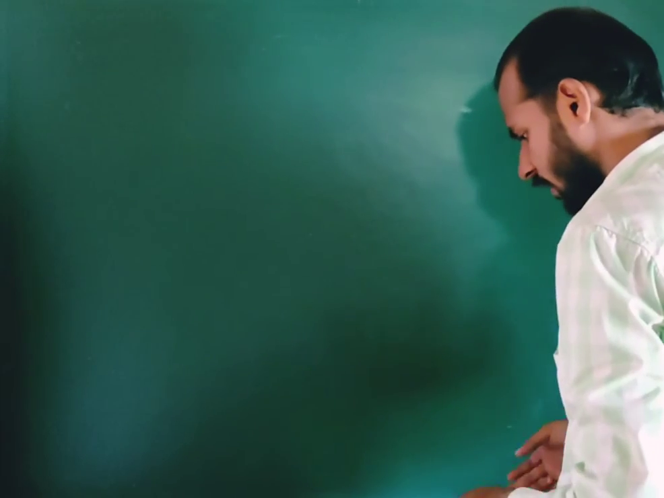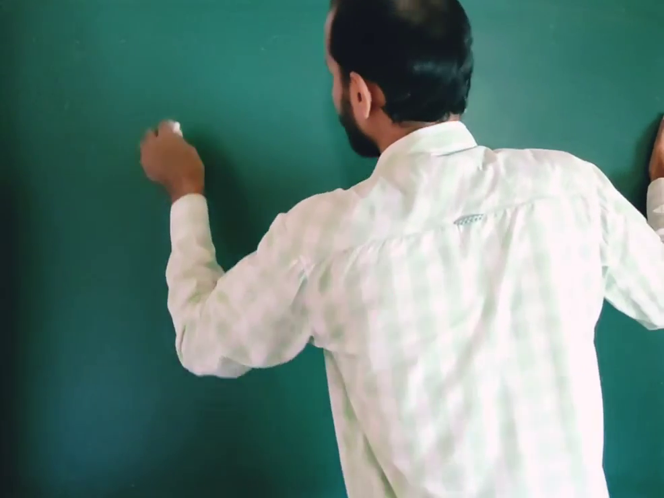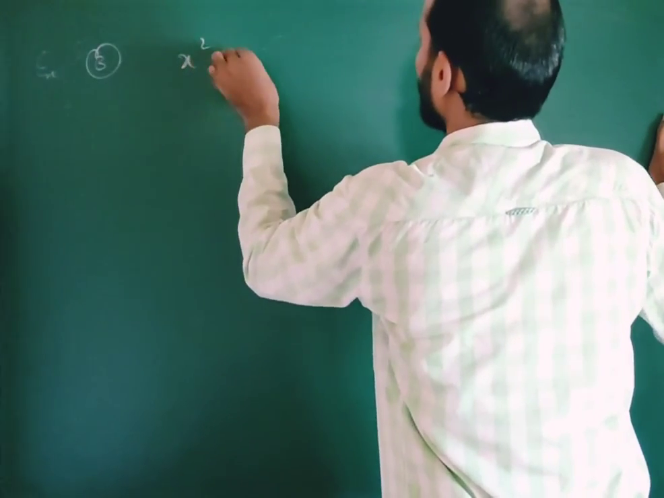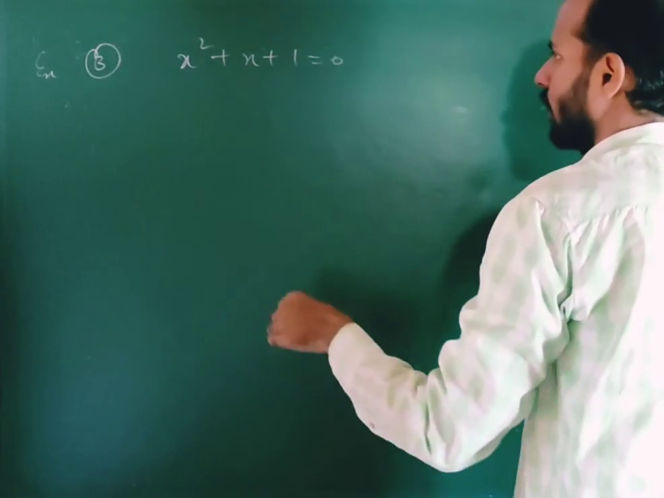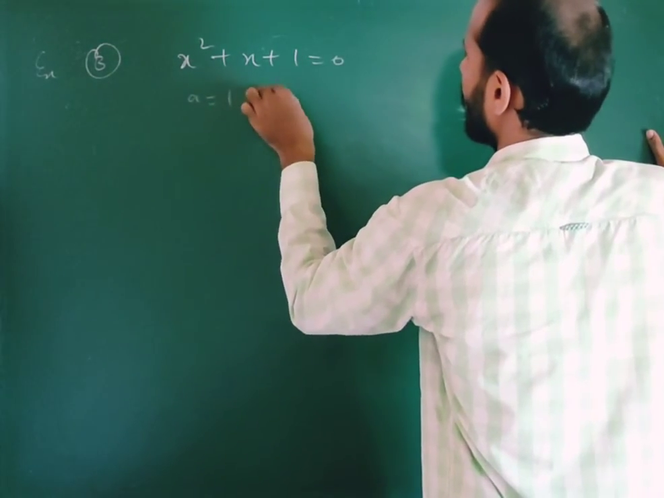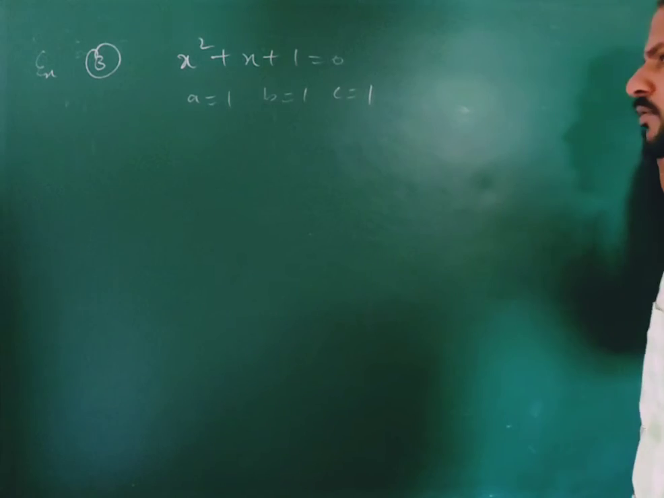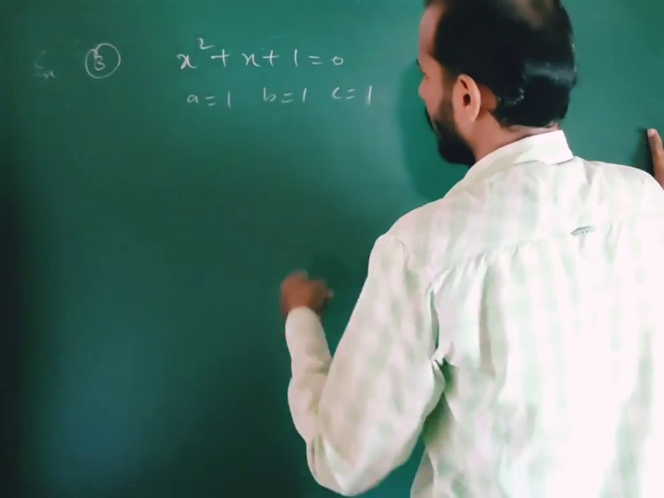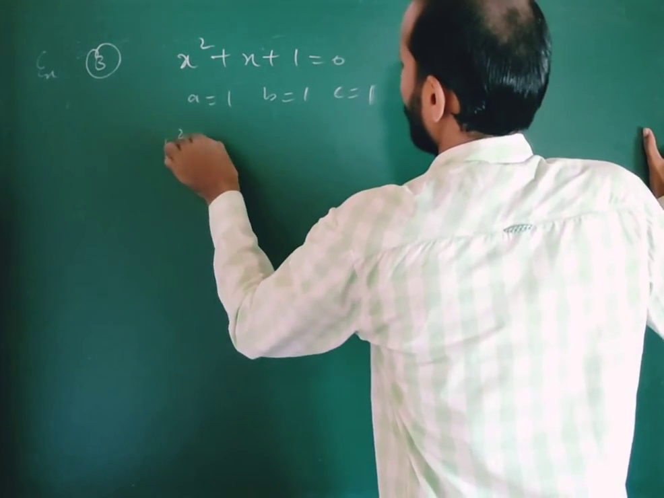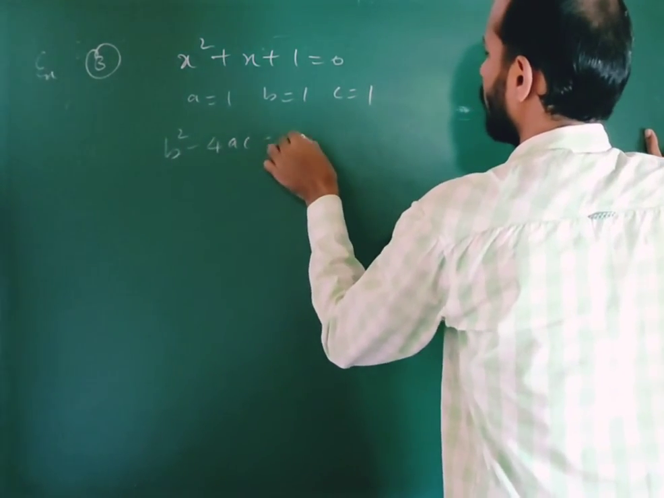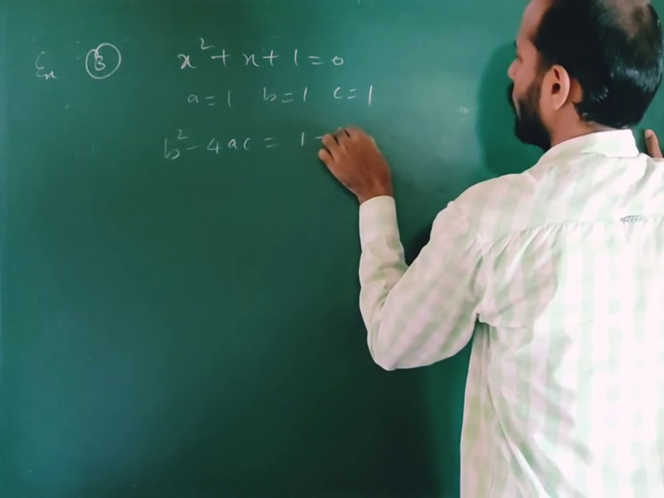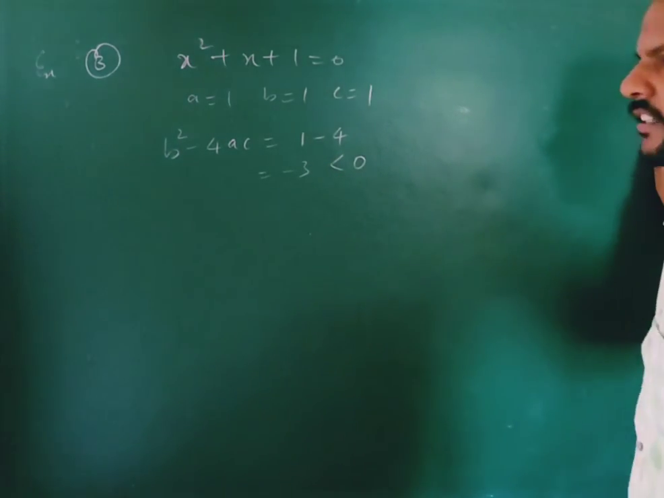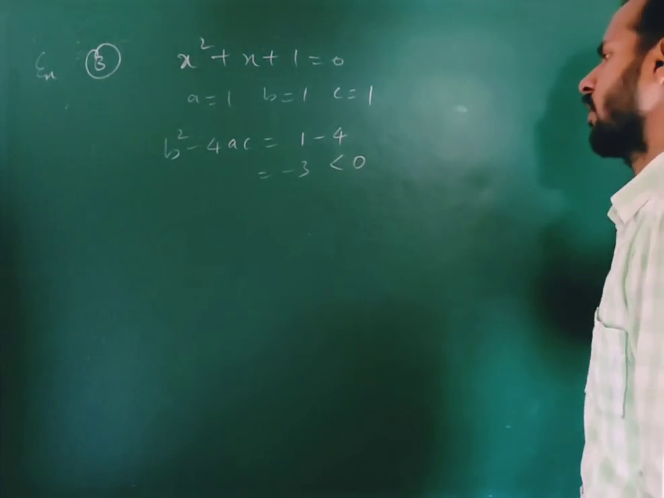See the one more example, that is x square plus x plus 1 equals to 0. Here a equals to 1, b equals to 1, c equals to 1. Right? Now just substitute, or rather check first the discriminant value. b square minus 4ac, b square means 1 square means 1, minus 4 into 1 into 1, it is minus 3, it is less than 0.